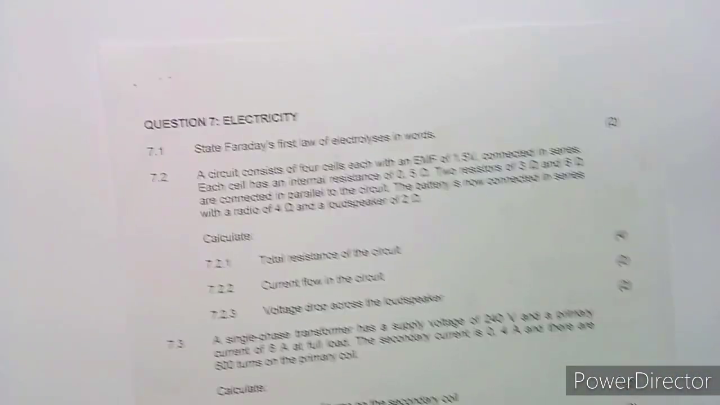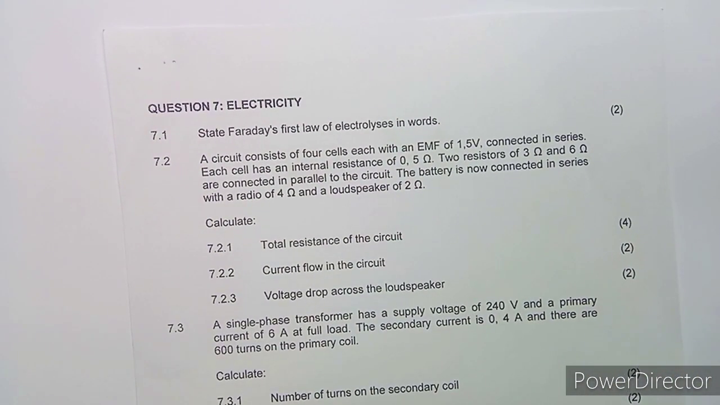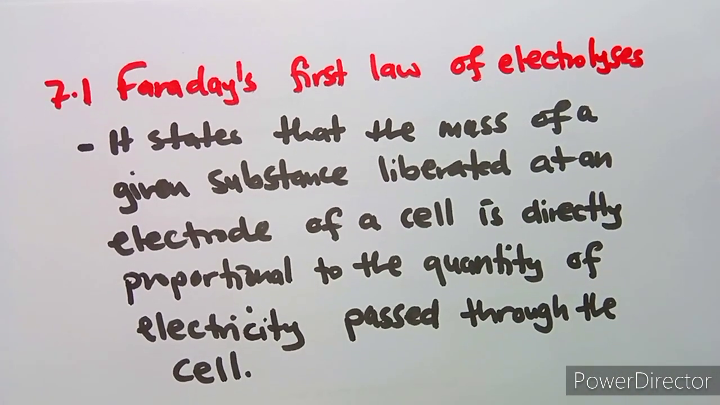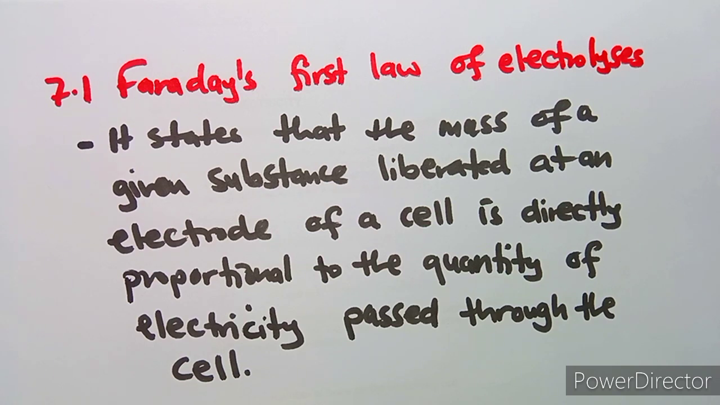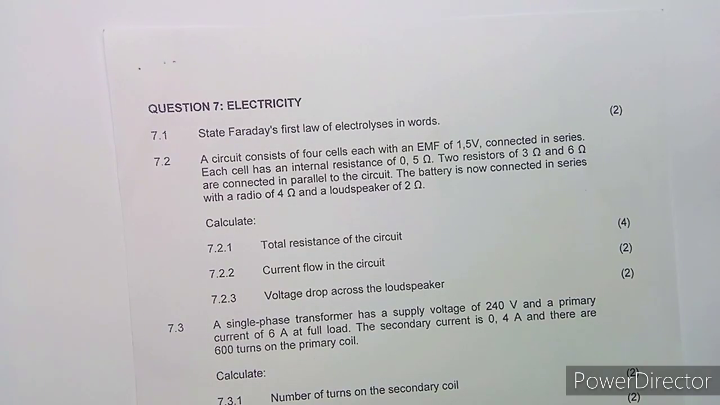All right, on number 7, which is 7.1, we're given to state Faraday's first law of electrolysis in words. So what do we have, guys? We know that, and this one, I don't know how many times we listed this. So anyways, that's what we have, that if there is a mass of a given substance liberated at an electrode of a cell, it is directly proportional to the quantity of electricity passed through the cell.